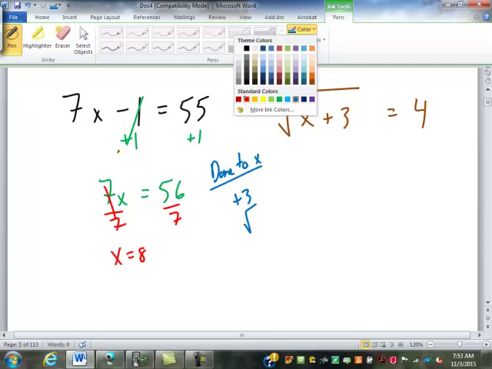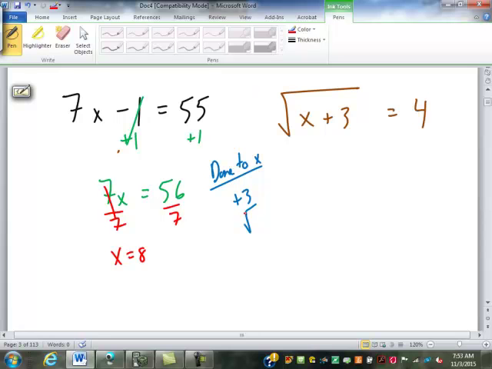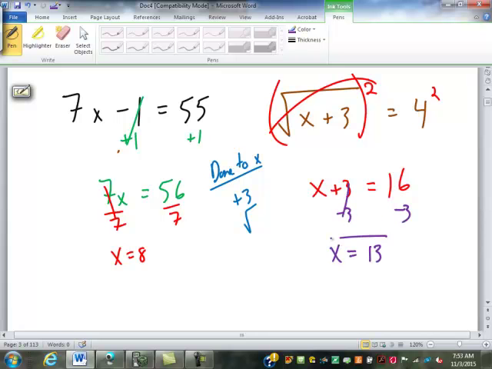So if we go to solve this, we have to get rid of the square root first by squaring it. So we square it, that cancels the square root, giving us just x plus 3 here. 4 squared is 16. Then what do we have to do? Subtract 3. So x equals 13.